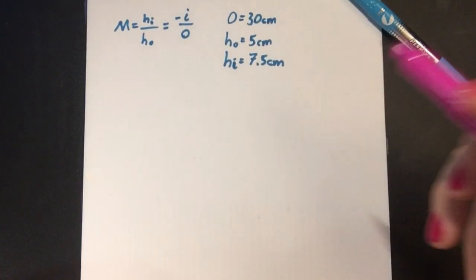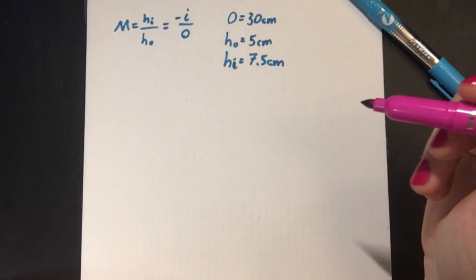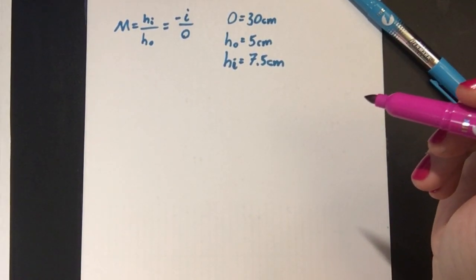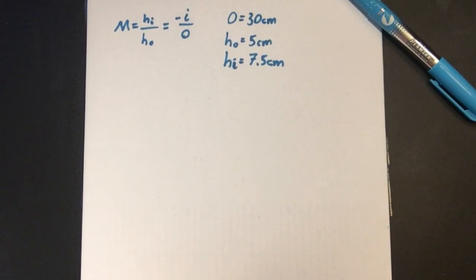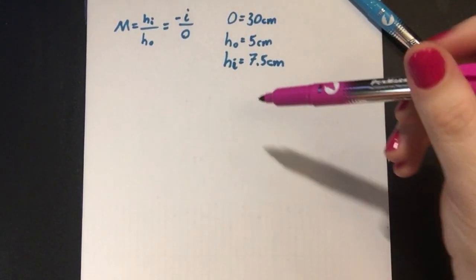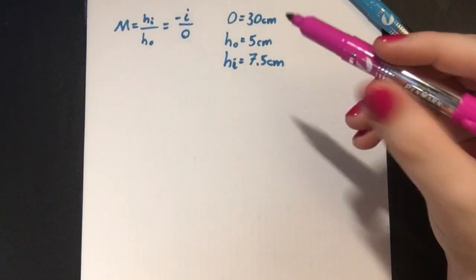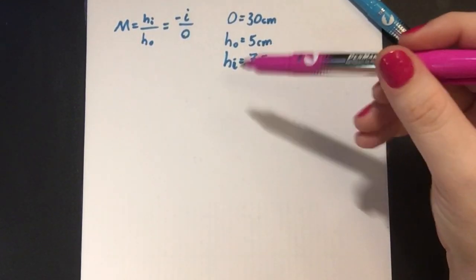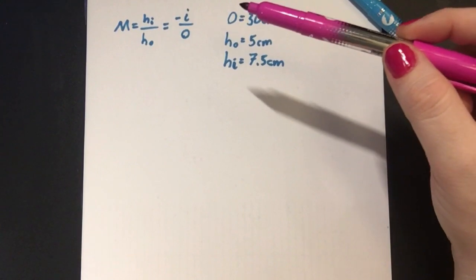Okay, so our problem deals with mirrors and images. So the first part of our problem deals with mirrors and images. And our first question is, what is our image distance? So I went ahead and wrote down some of the equations we need.